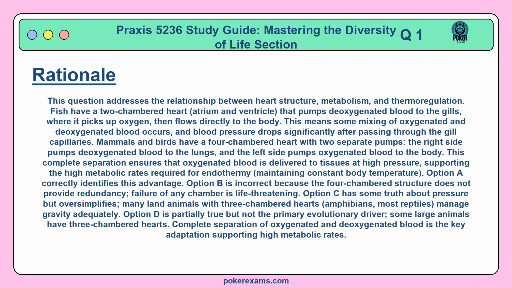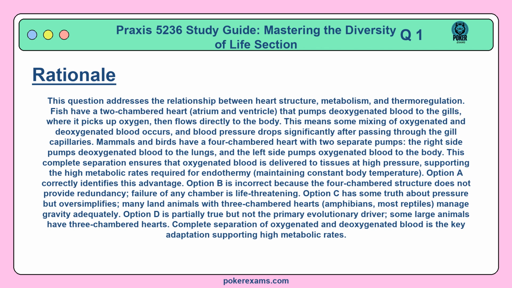capillaries. Mammals and birds have a 4-chambered heart with 2 separate pumps. The right side pumps deoxygenated blood to the lungs, and the left side pumps oxygenated blood to the body. This complete separation ensures that oxygenated blood is delivered to tissues at high pressure, supporting the high metabolic rates required for endothermy, maintaining constant body temperature. Option A correctly identifies this advantage.